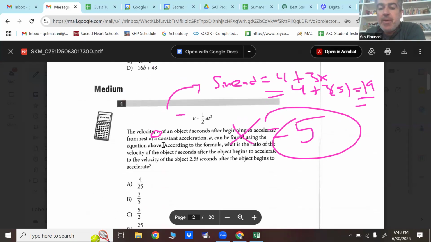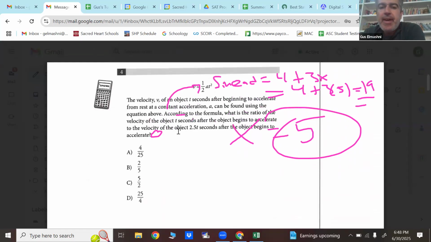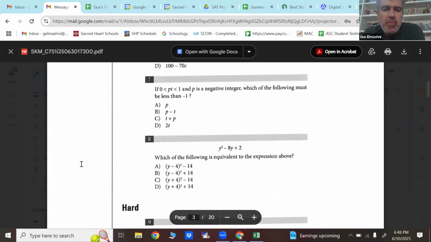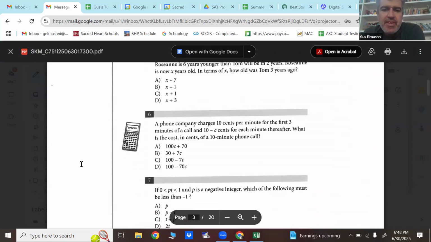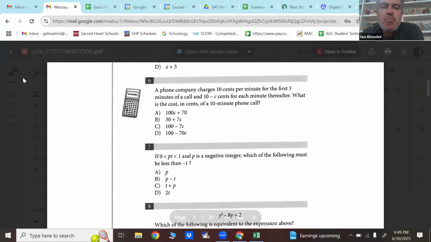Okay, so now we're going to move on to medium. I'm going to do 3 per set here because that's just how it works. Let's do number 6. Number 6 is a good one. Okay. All right, go and read it first. Take your time. Don't rush.